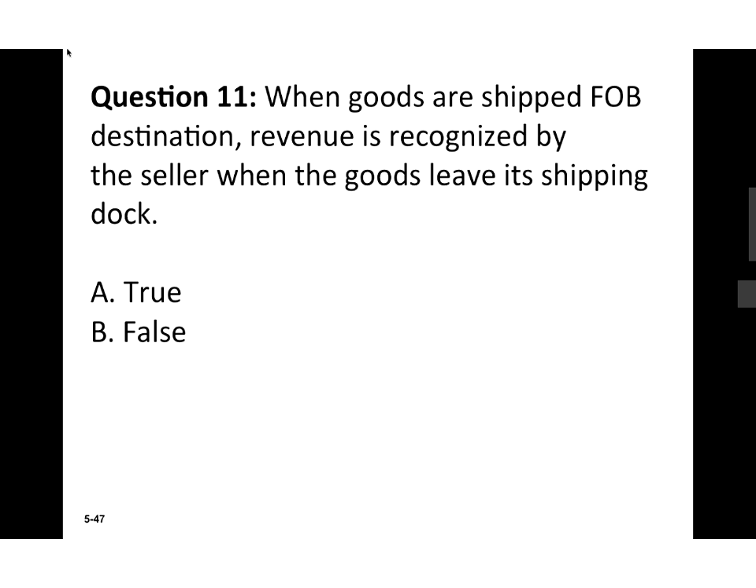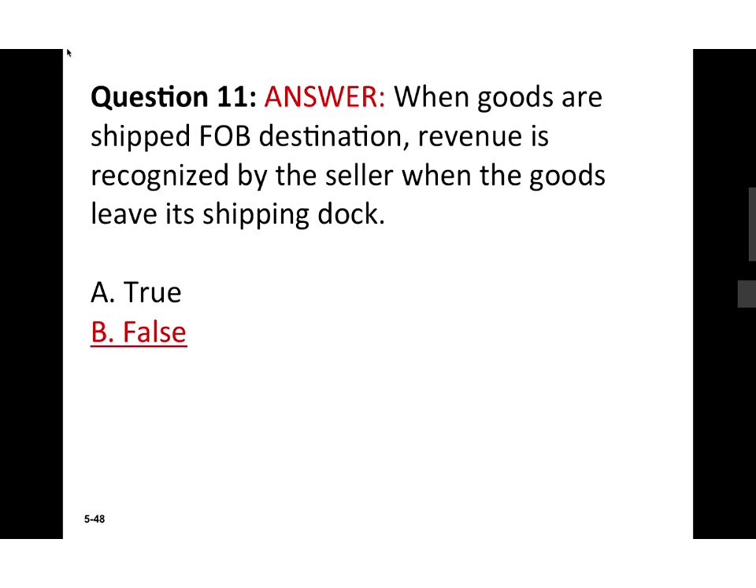Okay, so goods are shipped FOB destination. Revenue is recognized by the seller when the goods leave its shipping dock. FOB destination means that title doesn't transfer until they get to the buyer. So when the goods get to the buyer, that's when title transfers, and that's when the revenue is recognized. So this is false, okay? Revenue is recognized when the items get to the buyer under FOB destination.